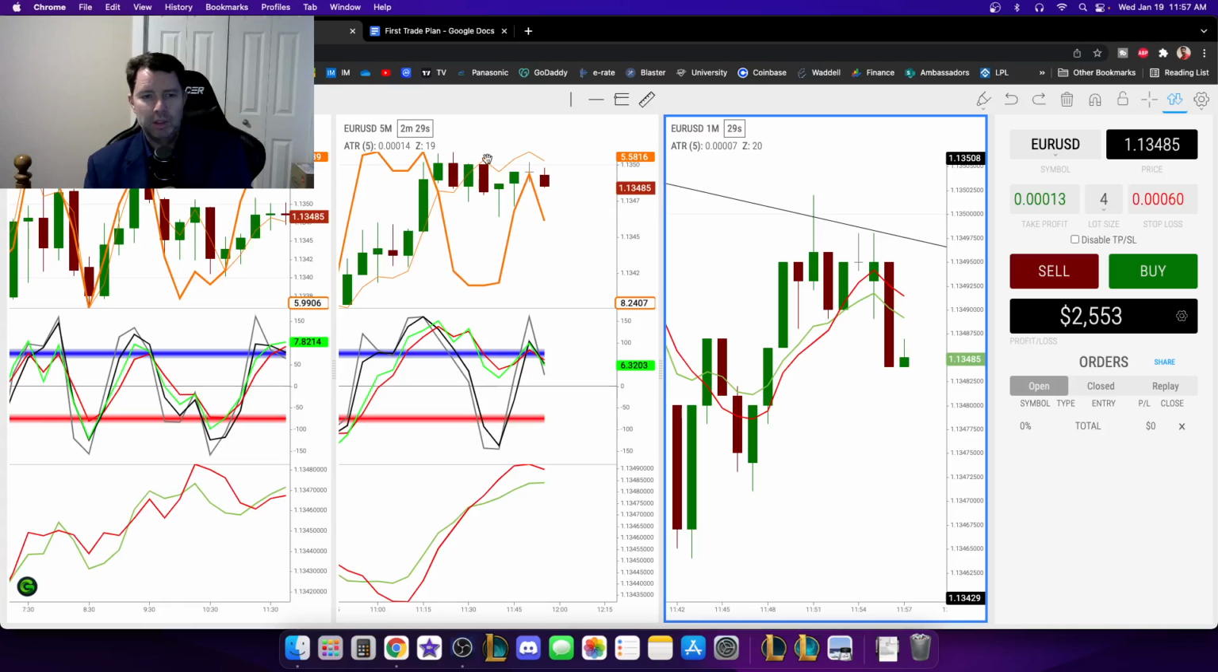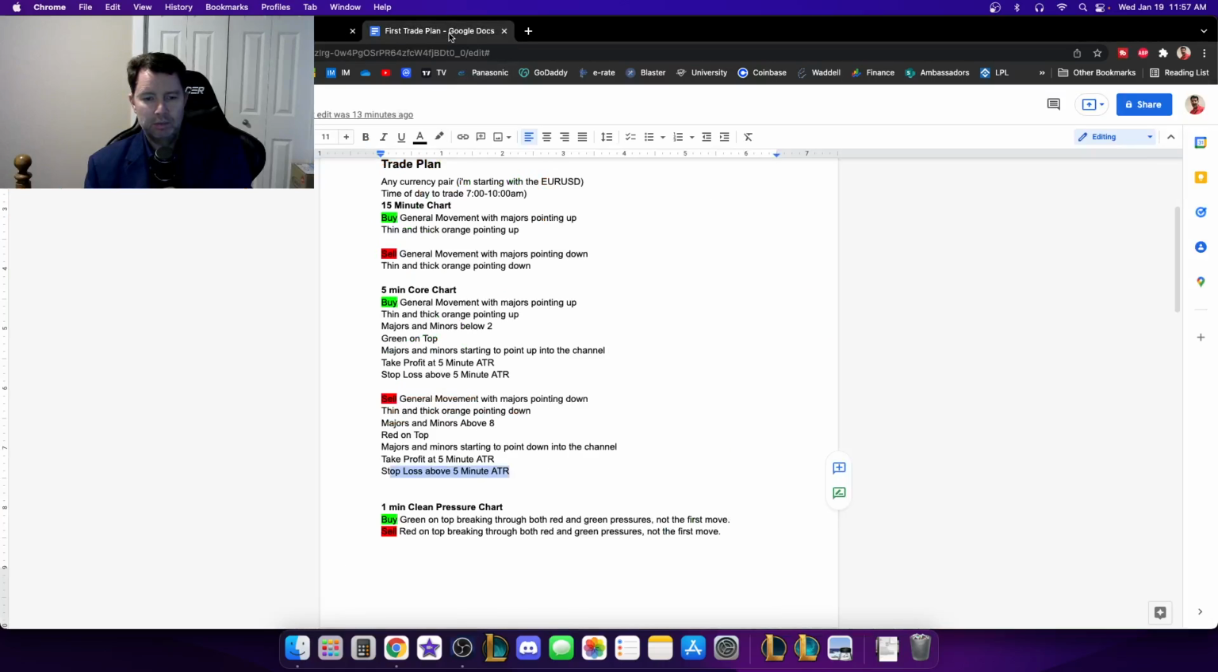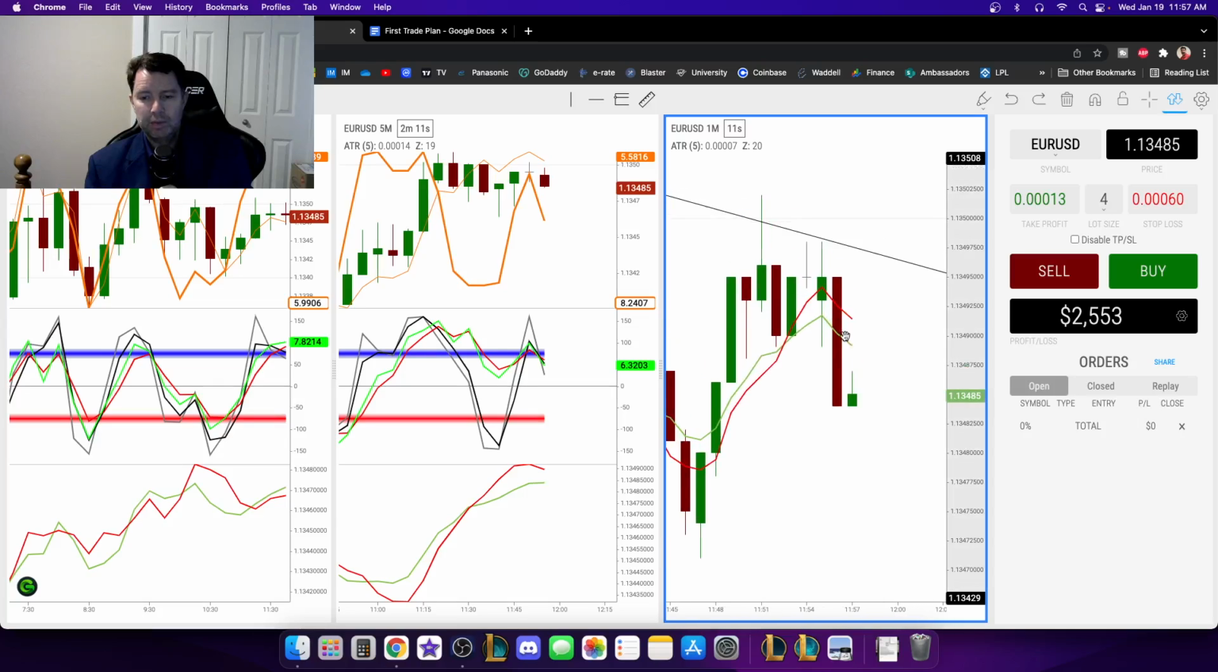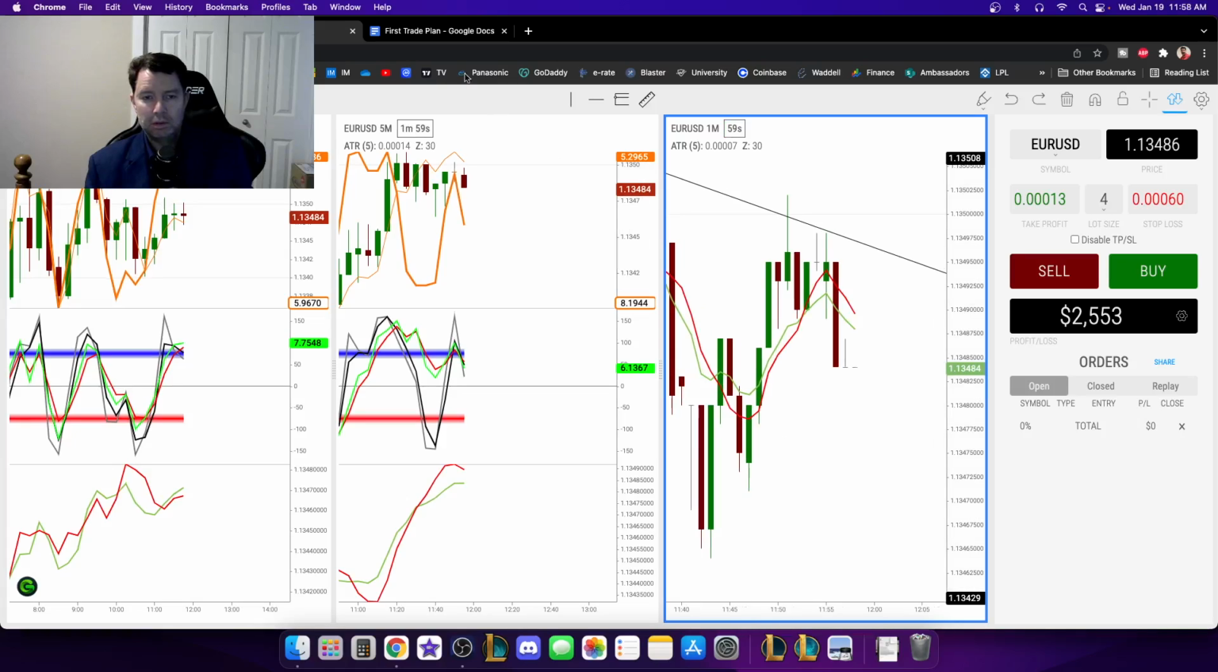See how these below, that was another thing I need to put in here. I need to put in something about a red line or a red candle closing below this red and green pressure is also an indicator. I wonder if I can type that in here real quick as things are starting to turn. So I'm going to type that in while we're just sitting here waiting.